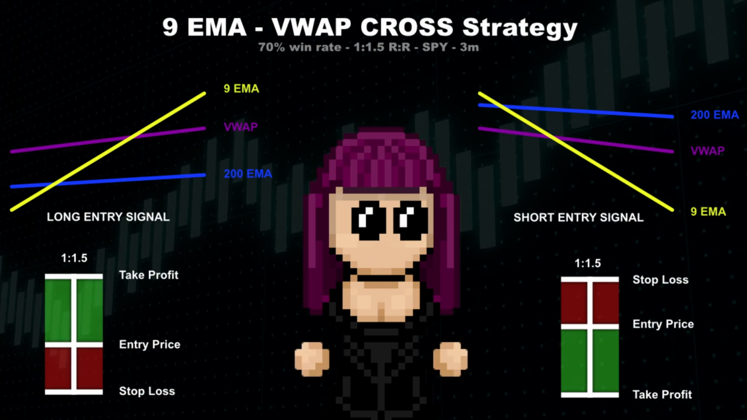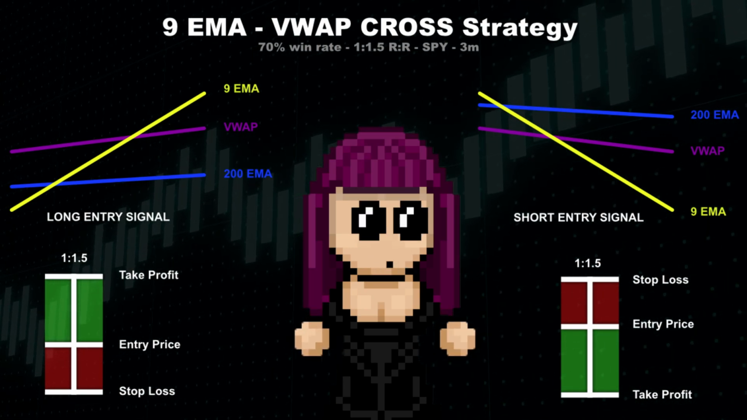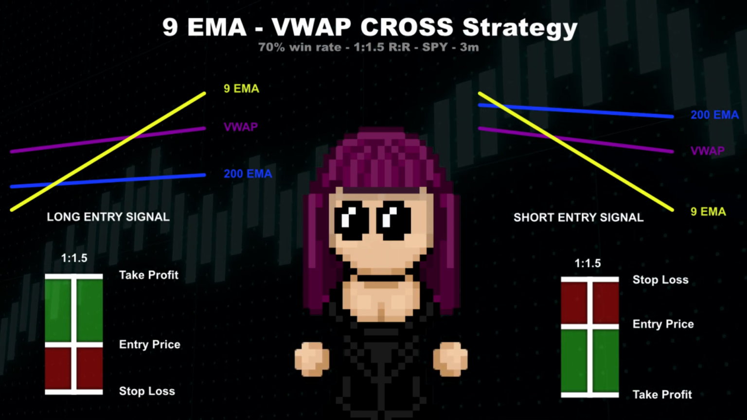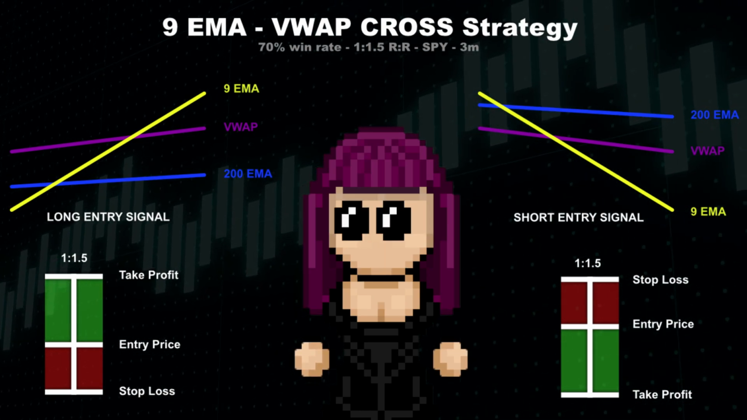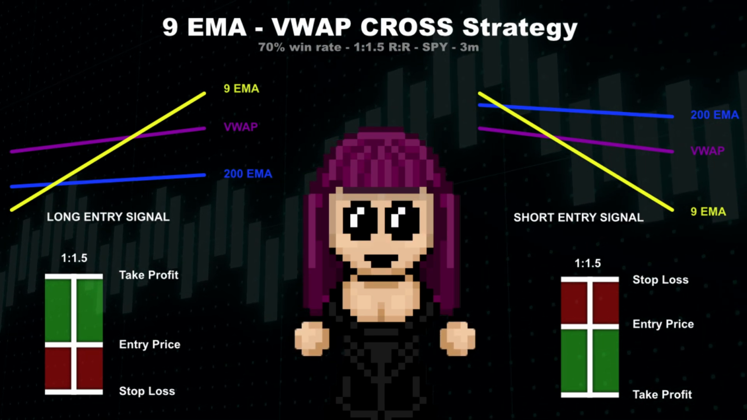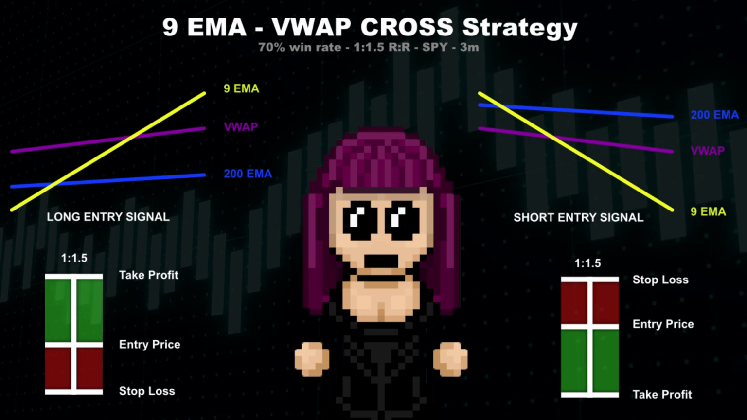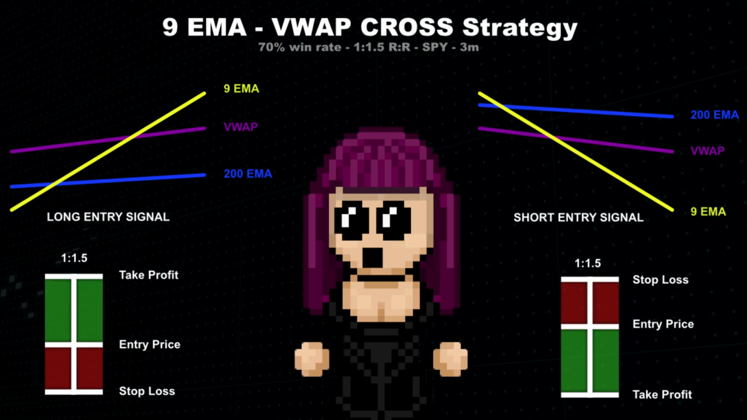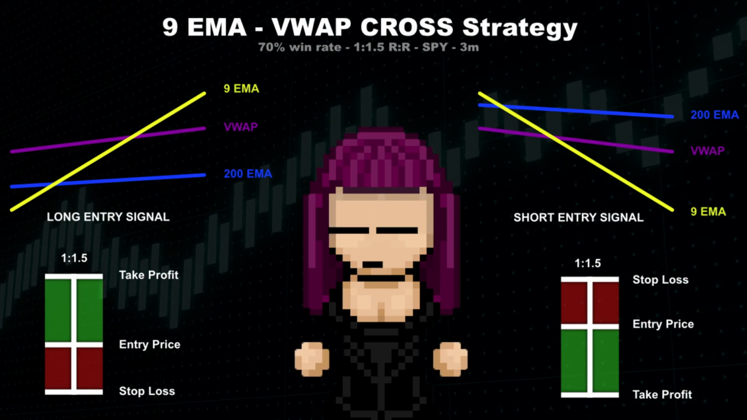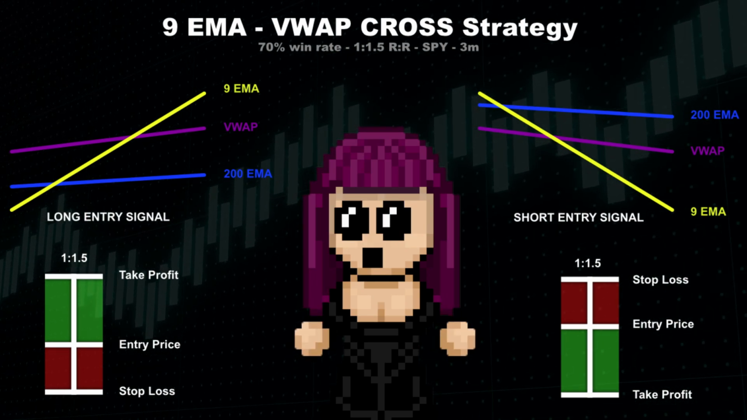So again, it's a 70% win rate if you are reasonable. Take your profit, get out. 9 EMA crosses VWAP above VWAP, if it's above the 200 EMA, then you go long. You short if it crosses below the VWAP when it's under the 200 EMA. That's all you got to know. That's it. This is the quintessential video to my strategy.